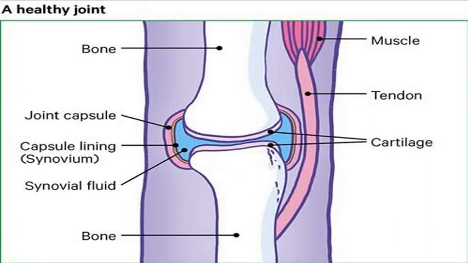Around the joint, there's a joint capsule which keeps your bones in place. And inside the capsule, there's a thick fluid called synovial fluid, which lubricates and nourishes your joint. Now, the ligaments hold the joint together by joining one bone to another. And your muscles are attached to your bones by tendons. As your muscles contract, they pull the bones to make the joint move.